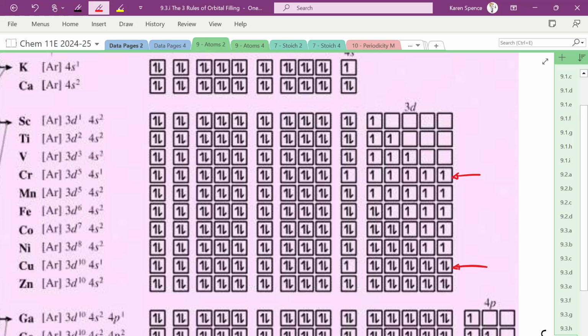If you had chromium on the test, which they're not going to give you because it's an exception, you would get rid of this one and put it here. That's what you're expected to know. You're not expected to know the exceptions. However, I believe in university they will probably want you to know the exceptions, but you can learn them at that point. I'm not going to go into them. These are a couple of exceptions you don't need to know.